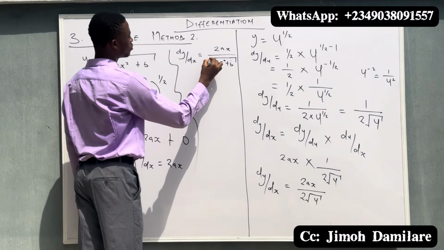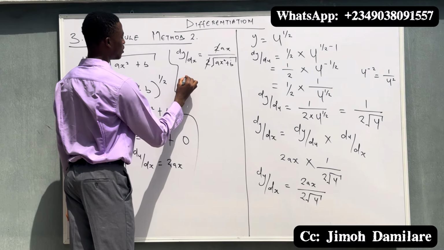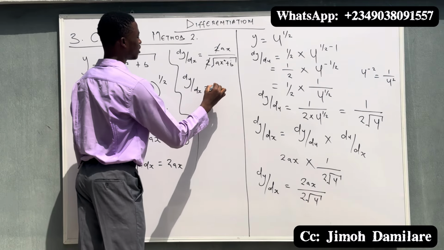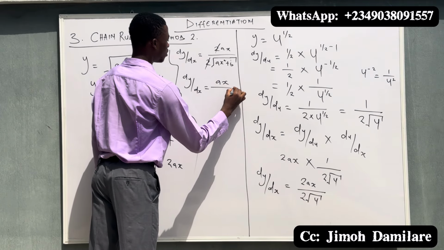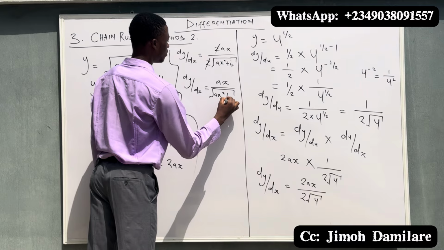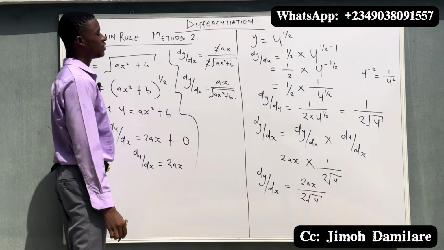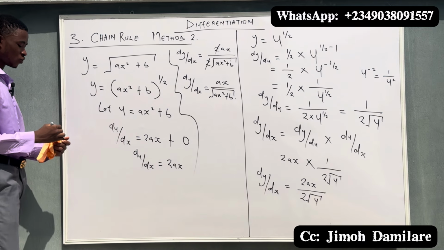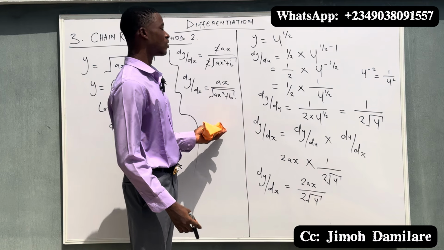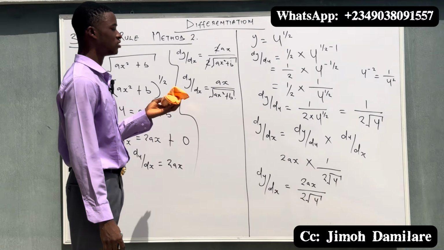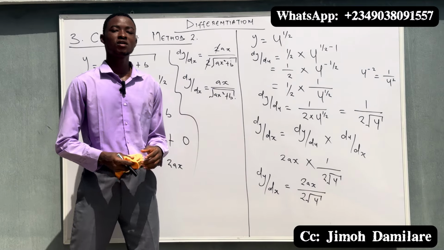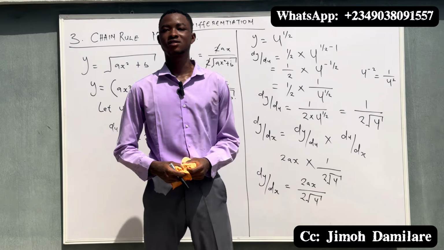And these two can cancel these two. So we are going to have dy over dx to be given as ax all over square root of ax squared plus b. And this is given as our final answer to a question of this type. So you can see it is very, very simple. You just have to apply your chain rule method of differentiation and apply your law of indices to this kind of question. So this will be all on this lesson.